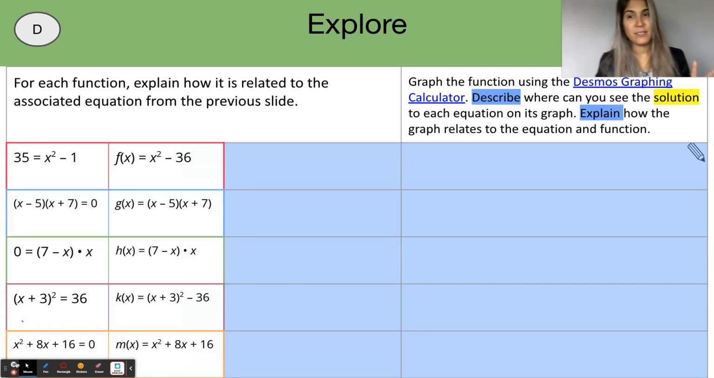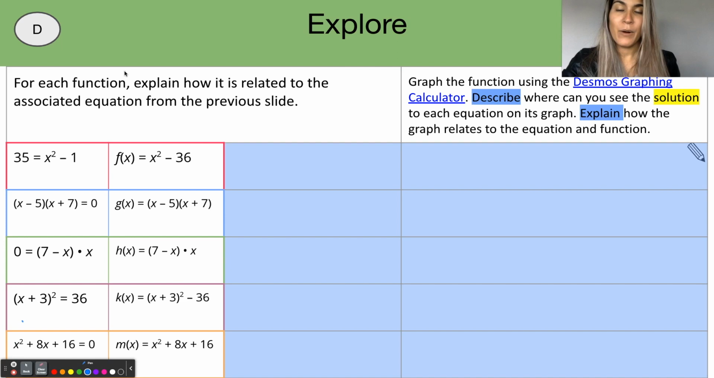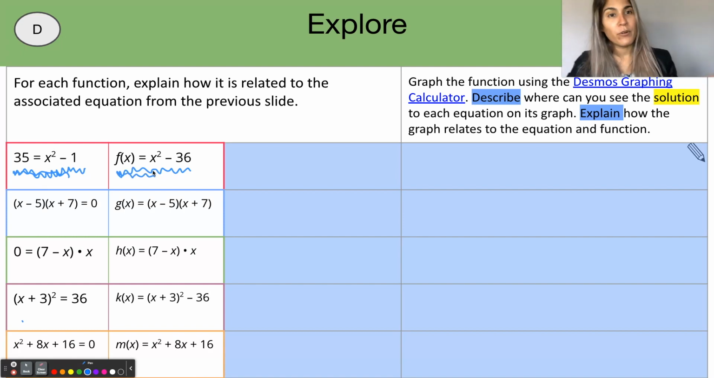So our second slide of our Explore says, for each function, explain how it is related to the associated equation from the previous slide. Then it says, graph the function using Desmos. So we'll be using our Desmos graphing calculator. Describe where you can see the solution to each equation on its graph. Explain how the graph relates to the equation and the function. Now, important, on this side, you'll see the equation from the previous slide. On this side, you are seeing the function that we are relating to it.